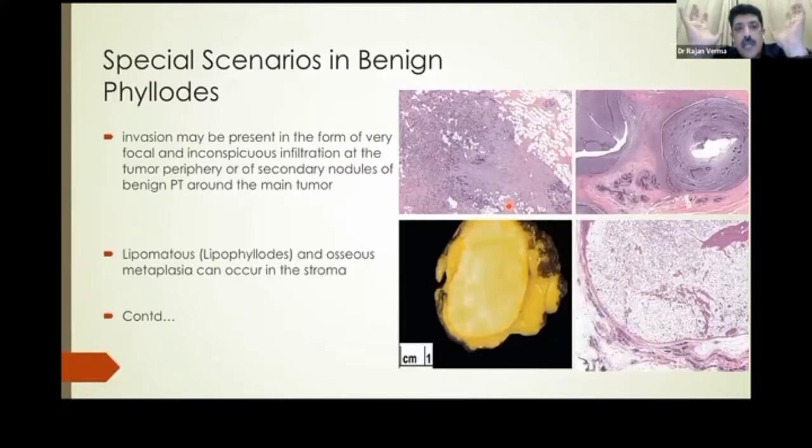There are certain special scenarios in benign phyllodes that you should be aware of, because you can see them in benign phyllodes as well. You can have areas of minimal invasion or infiltration in the subcutaneous fat. It has been reported, it has been documented, and you can have secondary nodules of these benign phyllodes tumor around the main tumor. You can have a phyllodes completely replaced by adipose tissue, which is called a lipophyllodes. And also you can get osseous metaplasia in the stroma.